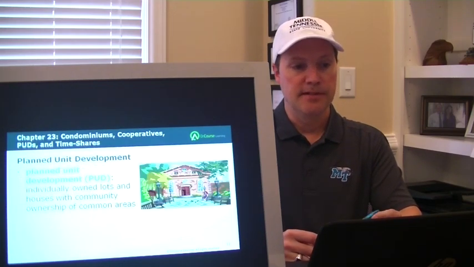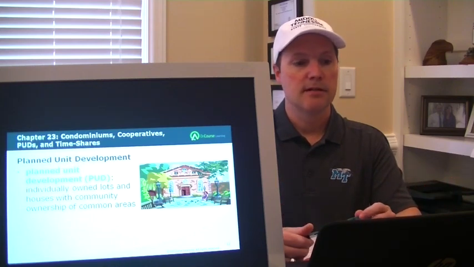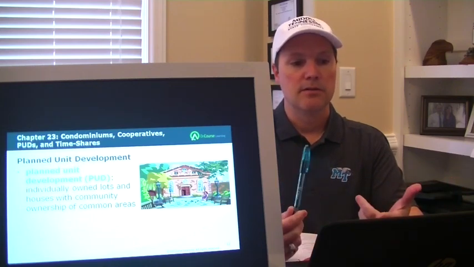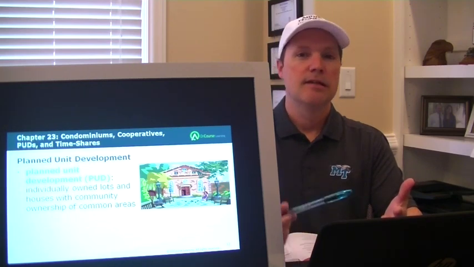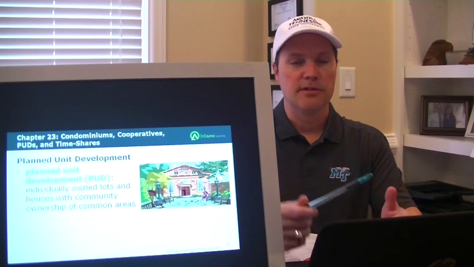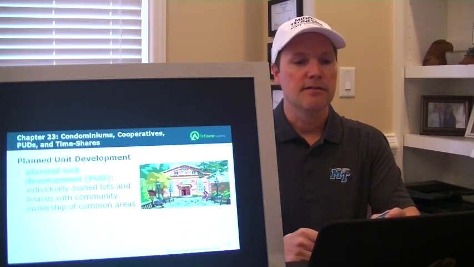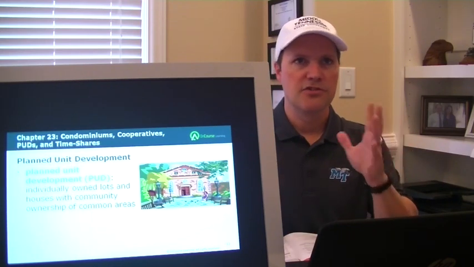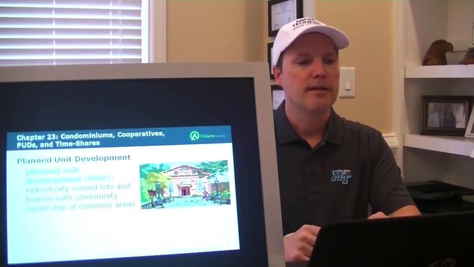Planned unit development. Okay, I actually live in planned unit development here in Franklin. It's not only individual homes, they have townhomes, and they have condominiums. So it's all throughout the neighborhood, different areas. They have villages and this and that. It's very common these days they do that. That way they can have a diverse group of people that actually can live in one area.